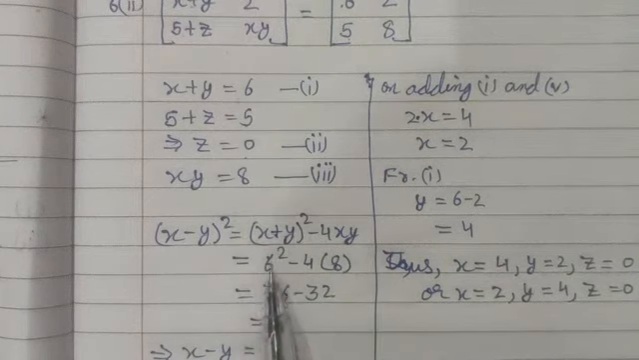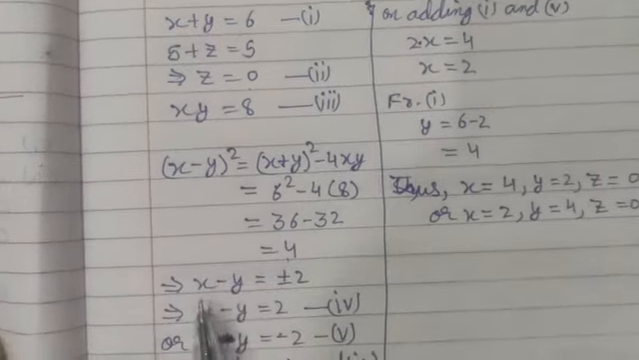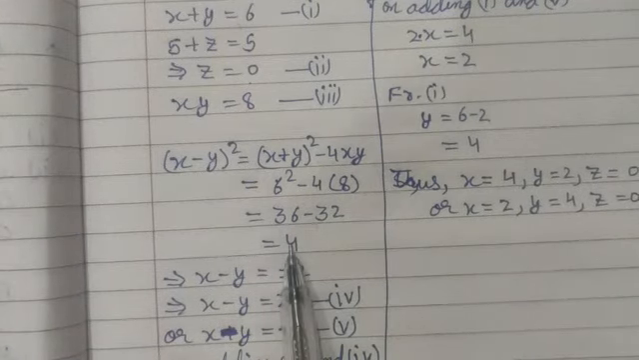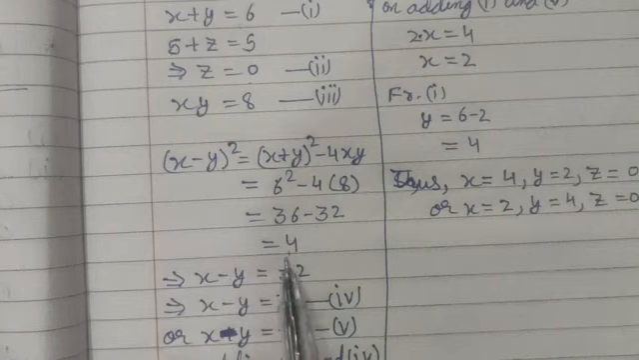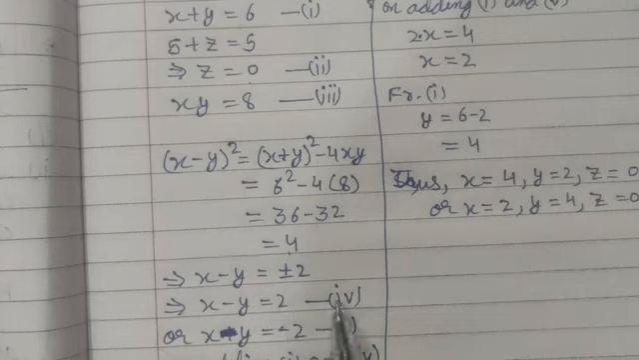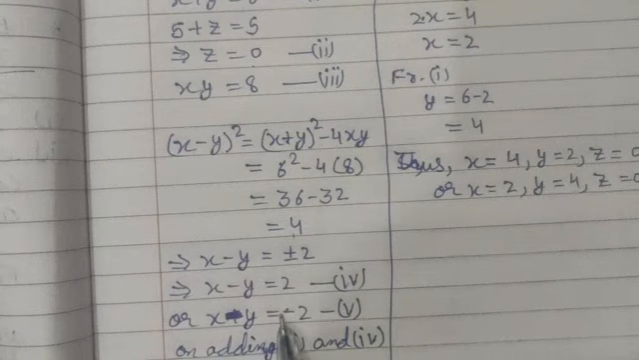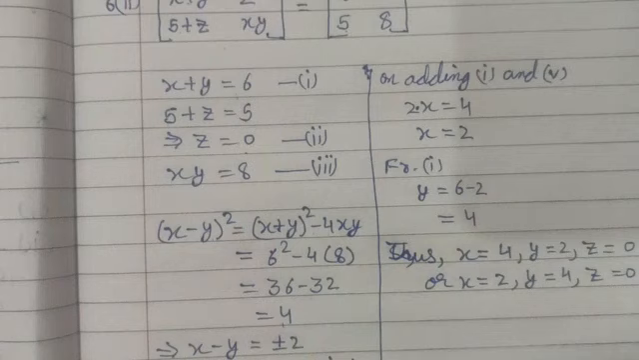Now from this we are getting (x minus y) whole square is 4, and that will give us x minus y equal to plus or minus 2. Now if we take the positive sign, then it will give us x minus y equal to 2. This I have taken as equation 4th. Or we can take the negative sign, and this will give us x minus y equal to minus 2. Now we'll solve first and fourth equation, and then first and fifth equation.